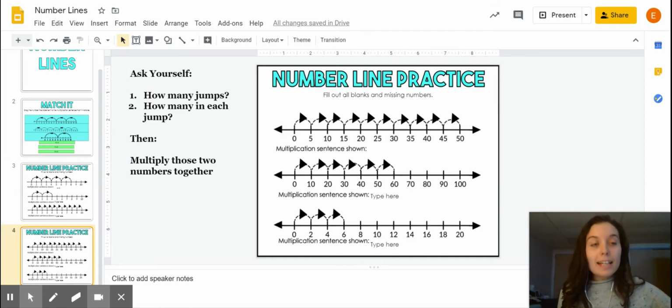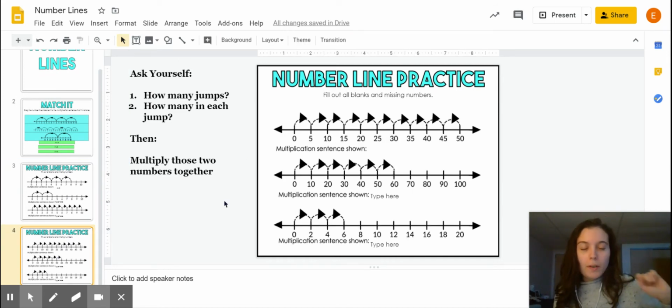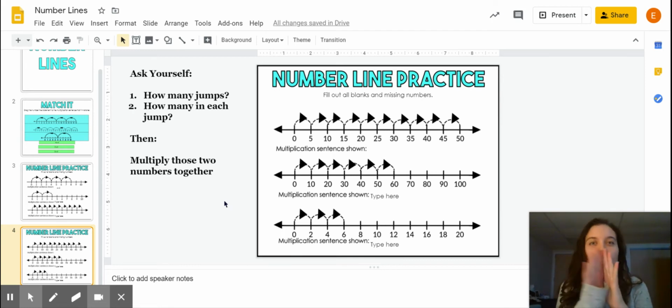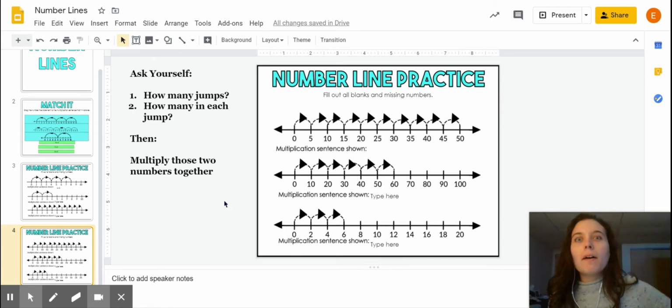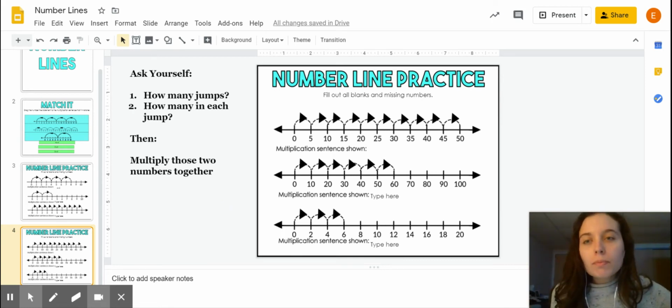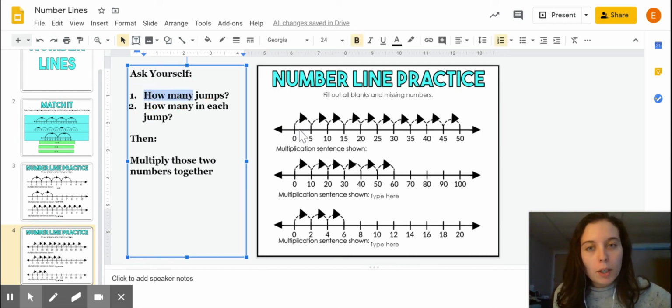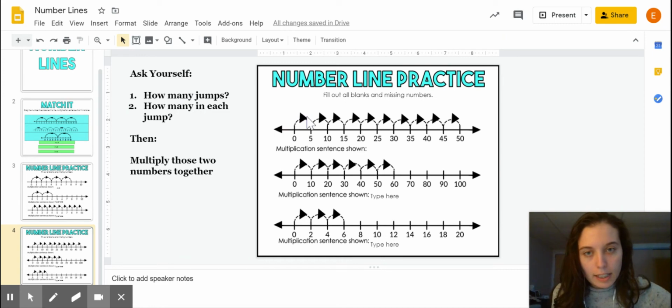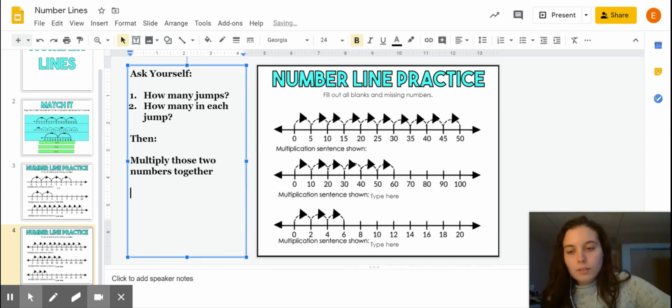What you do. This is a challenge. Okay, if you get this, I will be so impressed. I will think, wow, that is a mathematician. So again, you have to ask yourself, as always, how many jumps. And that part you can see. Like, for example, the first one, you can see 1 jump, 2, 3, 4, 5, 6, 7, 8, 9, and 10. Whoa, okay, so let's do that.